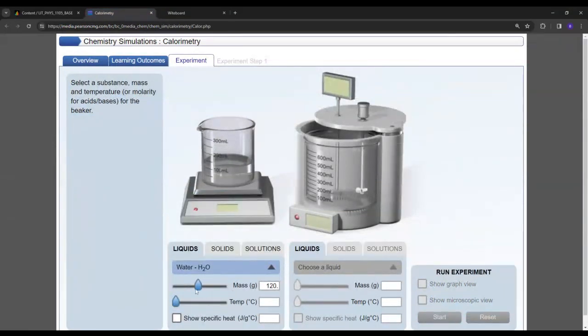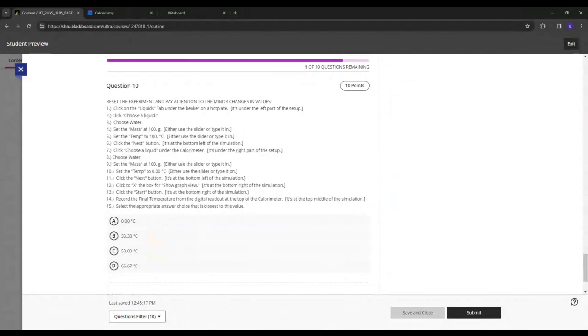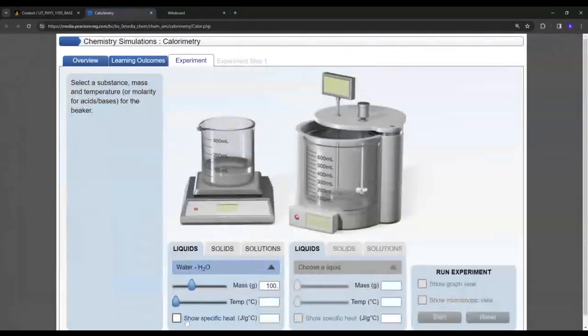So water, we're going to set to 100. Okay, and again, 100 is on both of these, the mass and the temperature. Okay, that's the maximum. Think about it. Why would that be the maximum? What happens at 100 degrees Celsius? What would happen if I push that to go hotter?